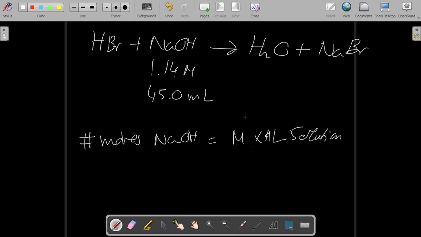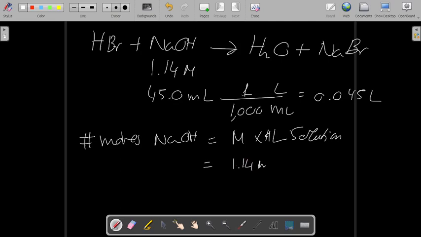Okay? Do we have liters? No, but we can change this into liters. So milliliters into liters, 1,000 of them is 1 liter. So I have 0.045 liters. Now I can put everything in here.